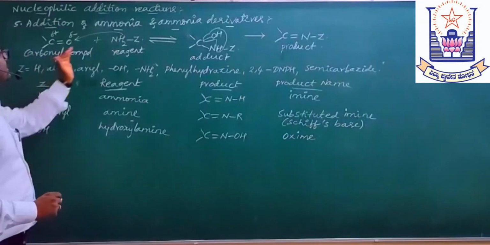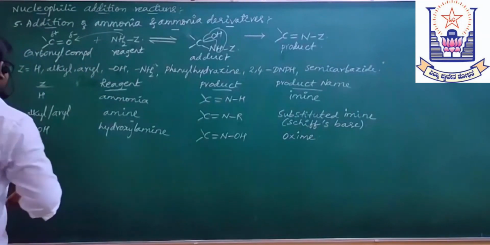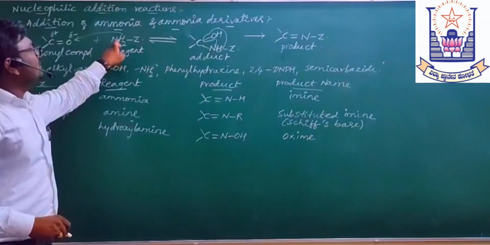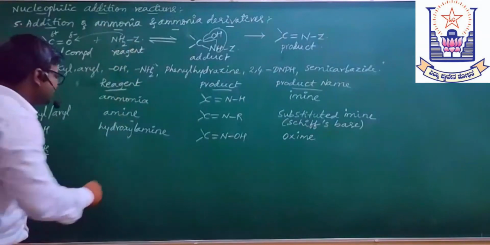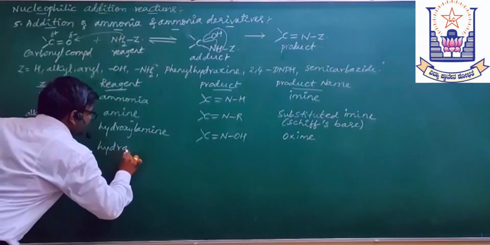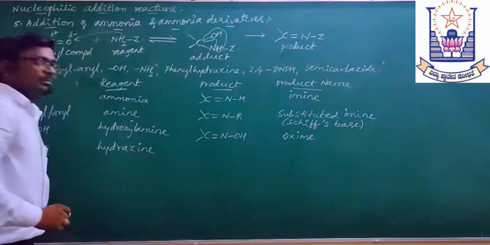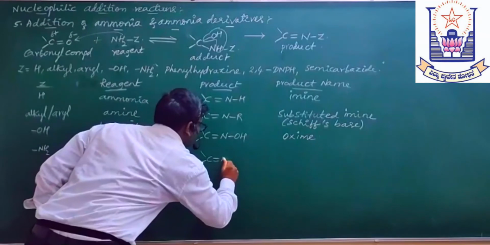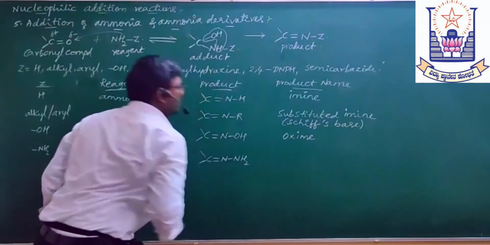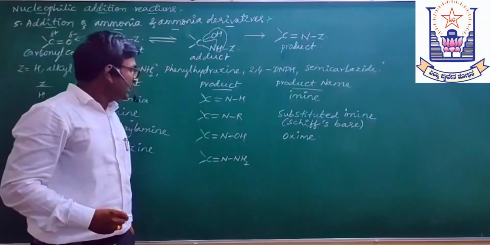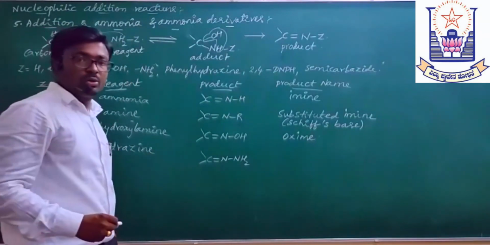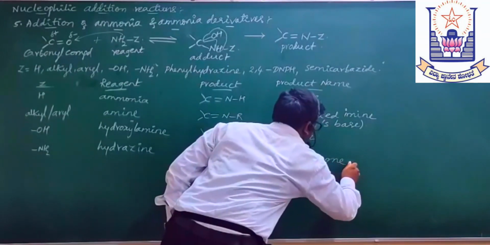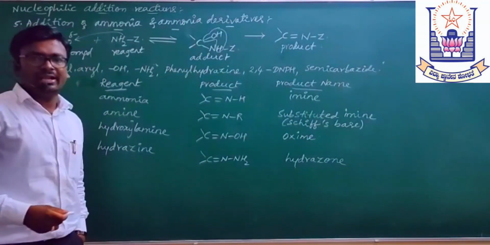Let's take when Z is the NH2 group. So overall the formula will be NH2NH2, which is called hydrazine. Then the product will be C double bond N NH2. What is the product name? It is called hydrazone. Hydrazine will be converted to hydrazone.